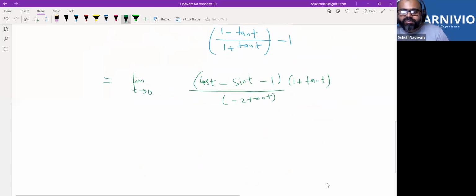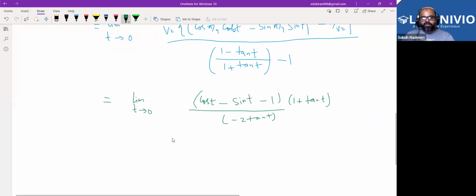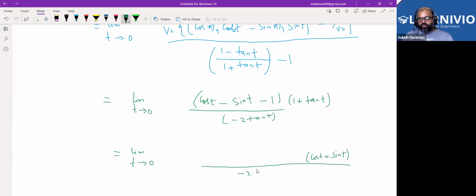Written till here? So it will be limit t approaching 0. And what we can do is change tan t as sin t by cos t. So it will be cos t plus sin t, and in the denominator, it will be minus 2 sin t. Cos t will, and this is cos t minus sin t minus 1.